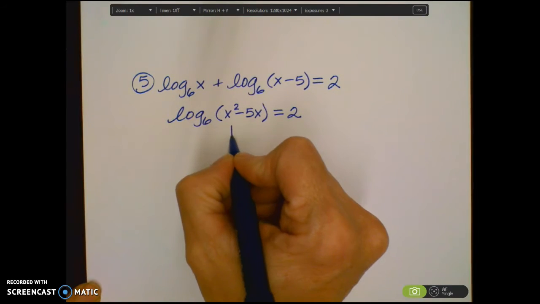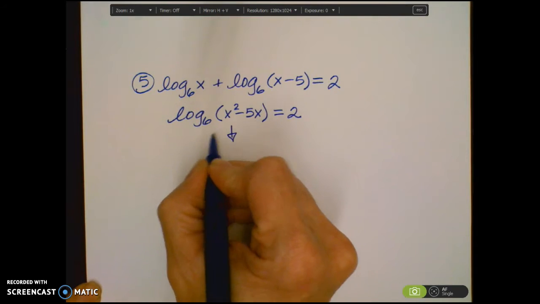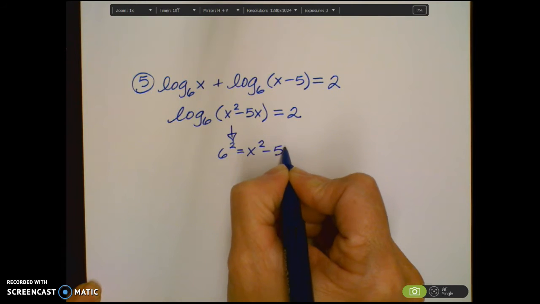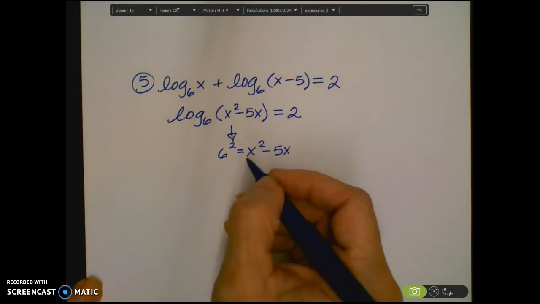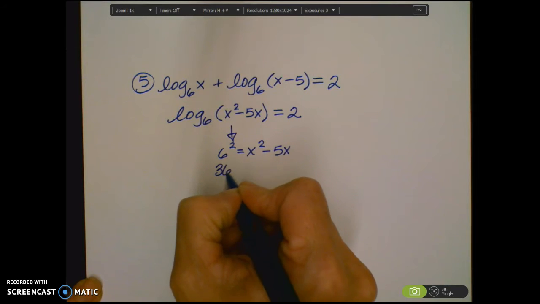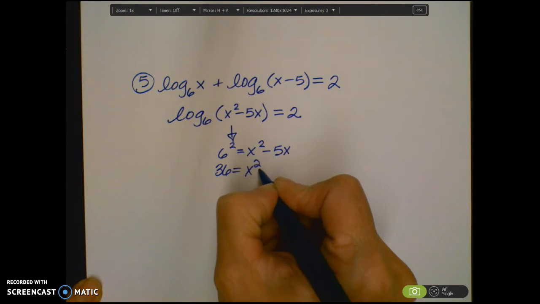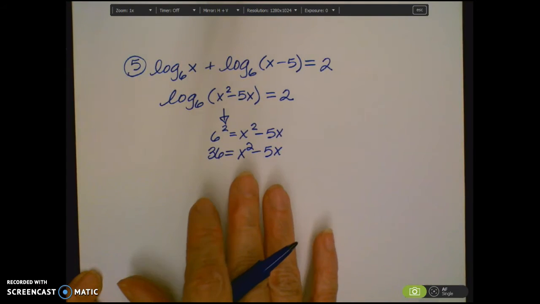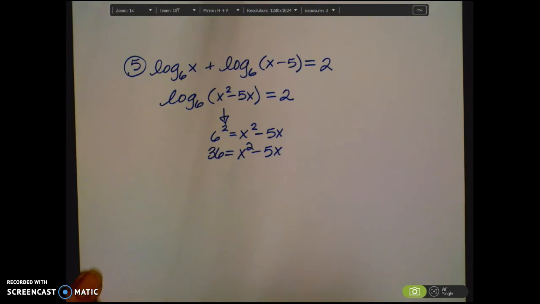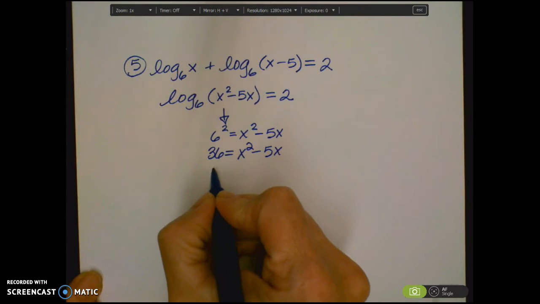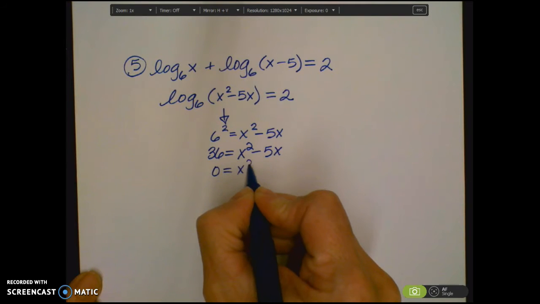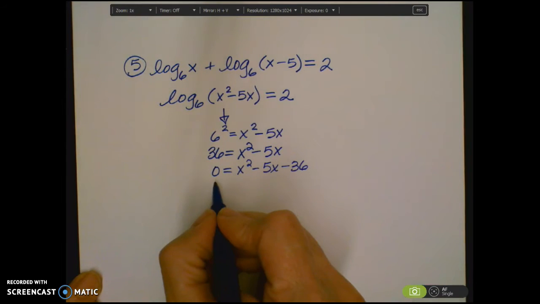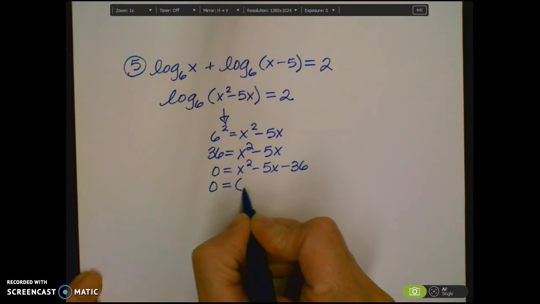Alright, so change to exponential form. 6 to the second power equals x squared minus 5x. Now you should recognize at this point that what we have is a quadratic equation. So if we go ahead and square that 6, with quadratics you want to set them equal to 0 and then factor or use the quadratic formula. So in this case, set it equal to 0 by subtracting 36 on both sides. And this one does factor, so we'll go ahead and do that in the next step.